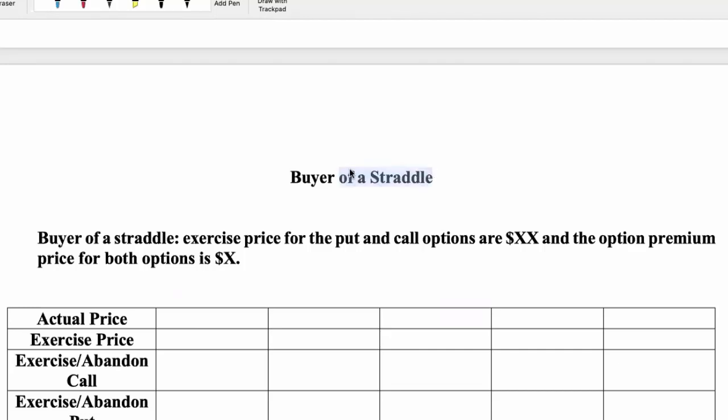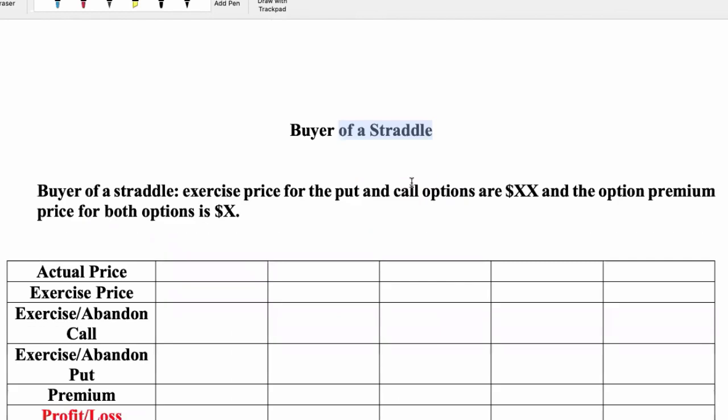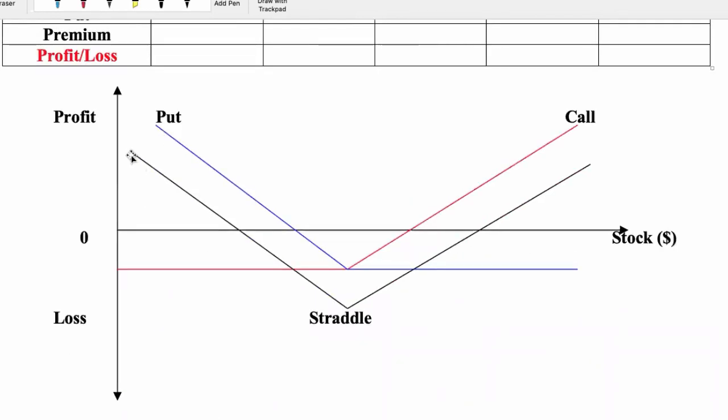So let's look at a buyer of a straddle. Okay, a buyer of a straddle. I'll just show you what the diagram looks like. Just concentrate on the dark line here, the V shape. That's what we're ultimately going to go with. And I always like to say that the straddle, the V shape, is also representative of V for volatility.